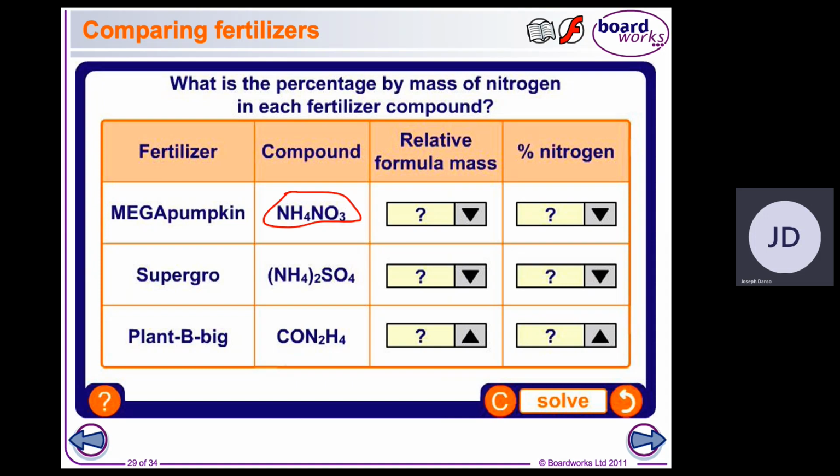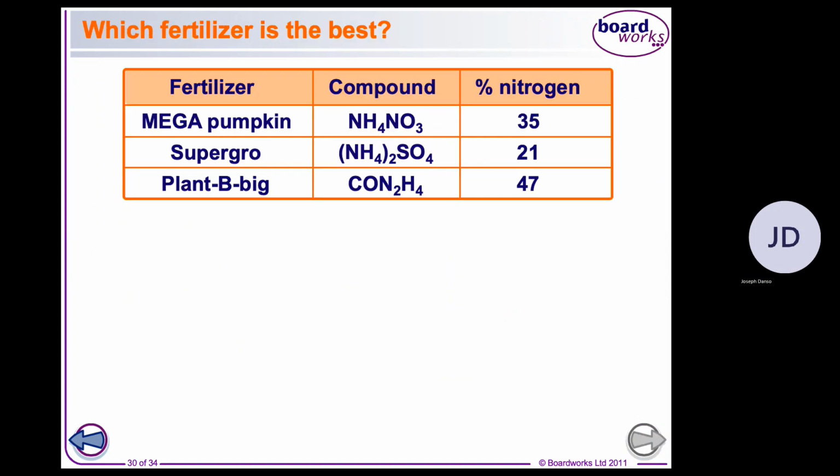Pause the video and calculate the percentage by mass of nitrogen in each of them using these formulas. You have to calculate the relative formula masses of each of them, okay? And then use the number of nitrogen in each of them to calculate the percentage by mass. The one with the highest percentage of nitrogen is the best fertilizer.